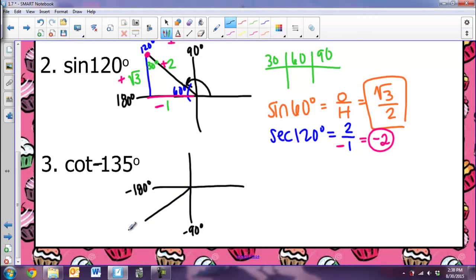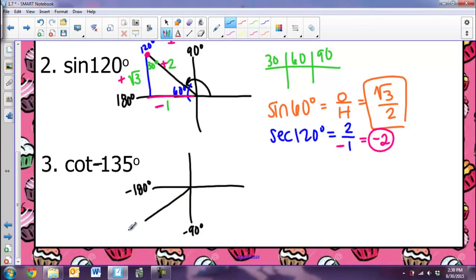So remember, we have 30, 60, 90 triangles, and we have 45, 45, 90 triangles. When you're trying to find exact trig values, you're usually looking for one of those three special rights. So I can go ahead and use those. Okay, so let us look at one of these radian values. They want you to find the cosecant of 11 pi over 6.